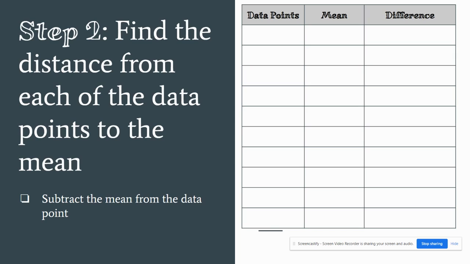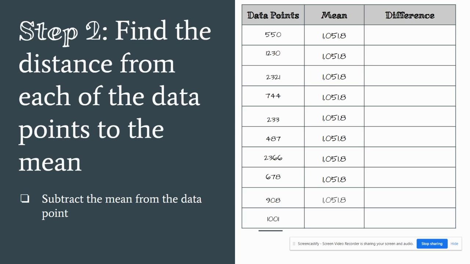Looking at my data points, now I'm going to find the difference from each of my data points to the mean. I'm going to go ahead and list all of my original data points, and then I'm going to fill in the mean of all of the rows because the mean column should be the same. To find the difference, I simply subtract.